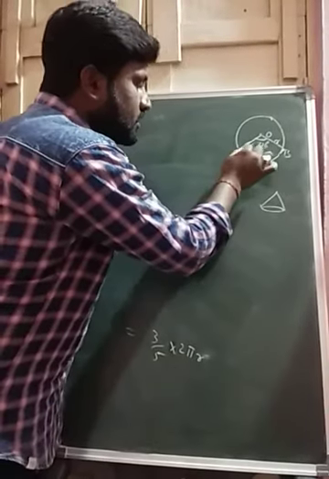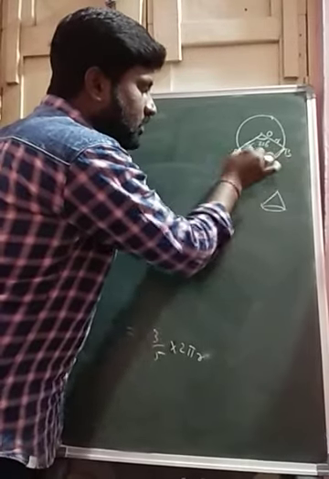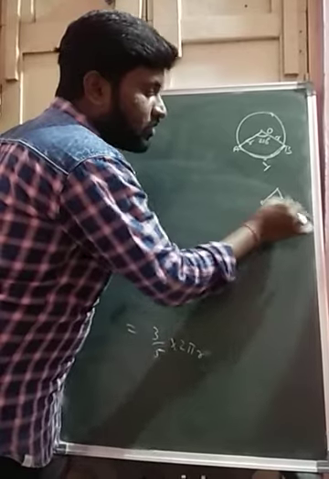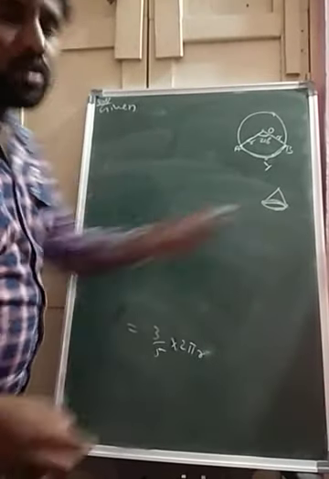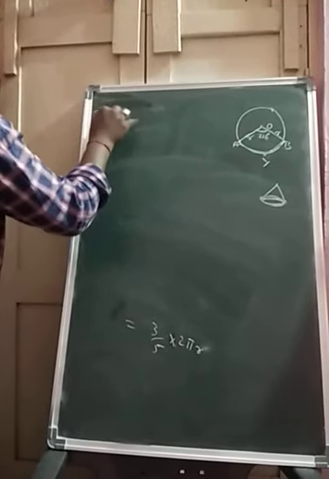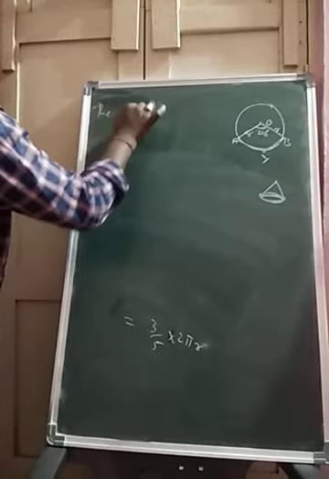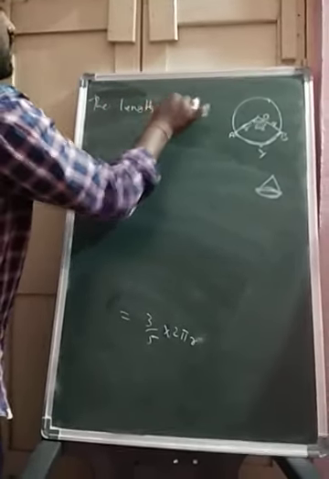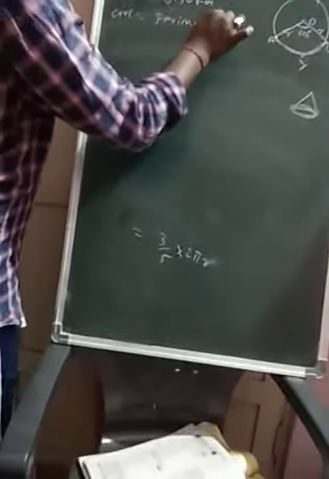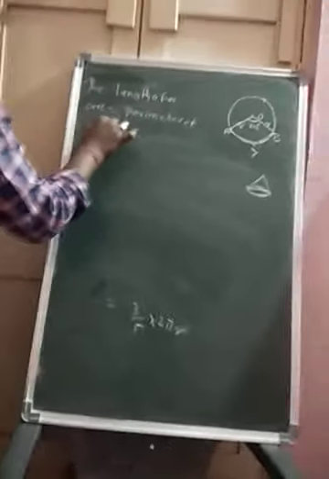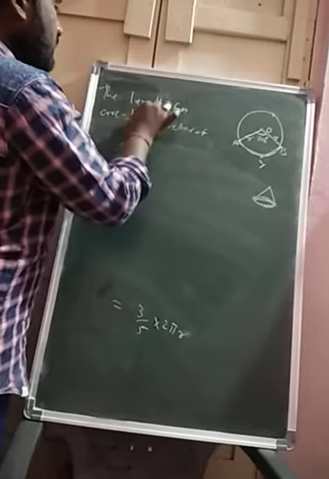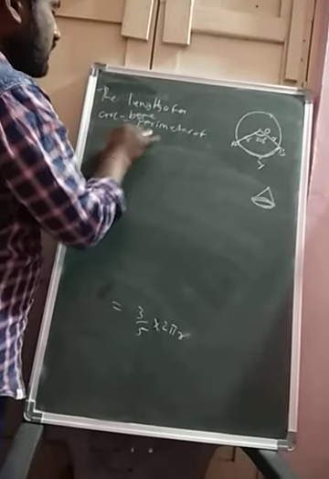the length of the arc, this is the base perimeter of a cone. The base perimeter of a cone. So you write like that only. The length of an arc is equal to the perimeter of the base. Otherwise you write like this, base perimeter of a cone.